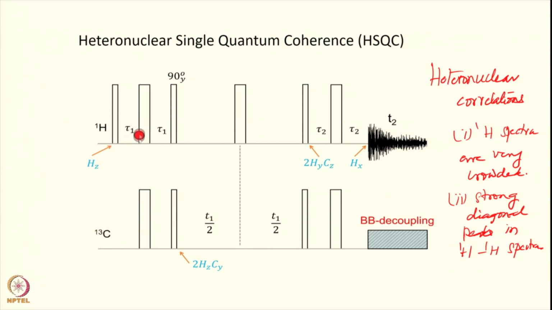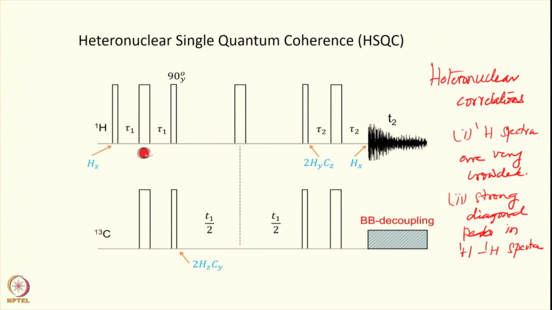And there will be no interference between these two because these are widely different frequencies. If this is 500 megahertz, this is 125 megahertz. If it is 600 megahertz, this is 150 megahertz, because it is 1/4. And if it were nitrogen 15 here, this is 1/10 of the proton. If it is 500 here, it is 50 there for nitrogen, and like that.